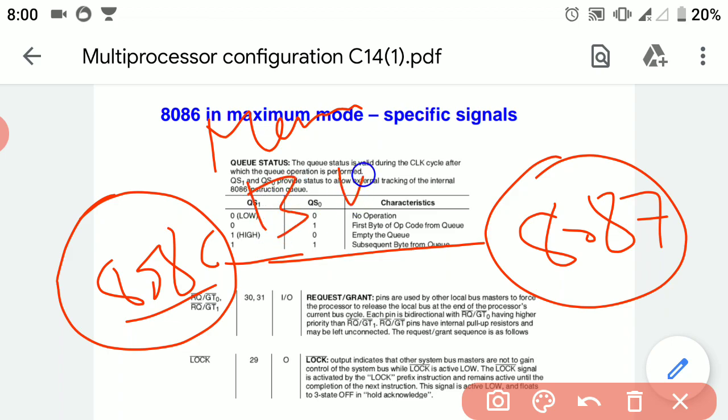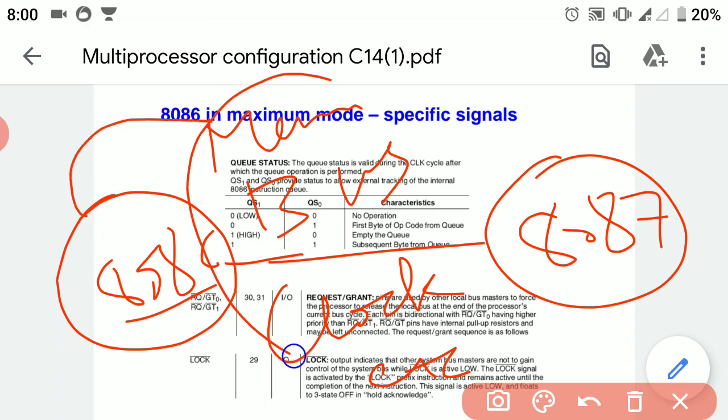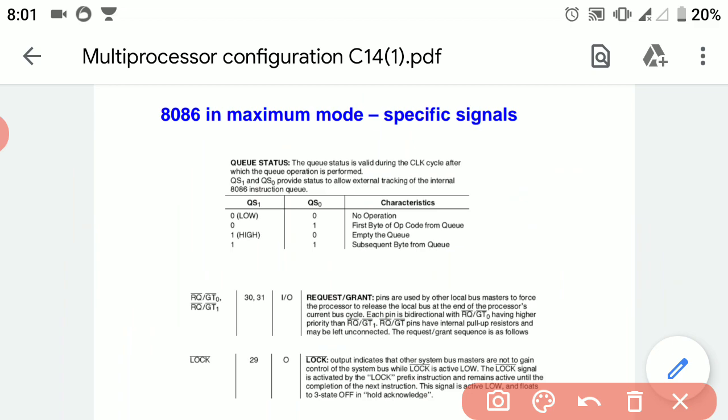shares the bus system, shares the clock, etc. of the main processor. The bus, memory and clock of the main system is shared by both the 8086 processor and the 8087 coprocessor. So the allocation of bus, allocation of memory and allocation of clock is actually allocated by the main processor to the coprocessor by these two request and grant pins.